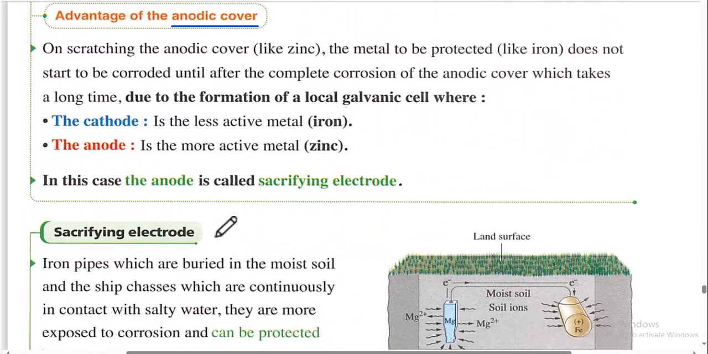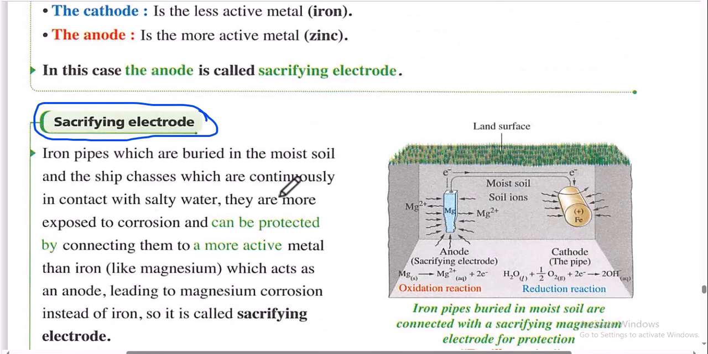So as it is oxidized instead of iron, it acts as an anodic cover or a sacrificing electrode. What is the sacrificing electrode? The sacrificing electrode is the anodic protection, the more active metal which protects another metal from corrosion. When it is in contact with another, less active metal, it acts as an anode in the galvanic cell, and it will corrode first, instead of the less active metal.